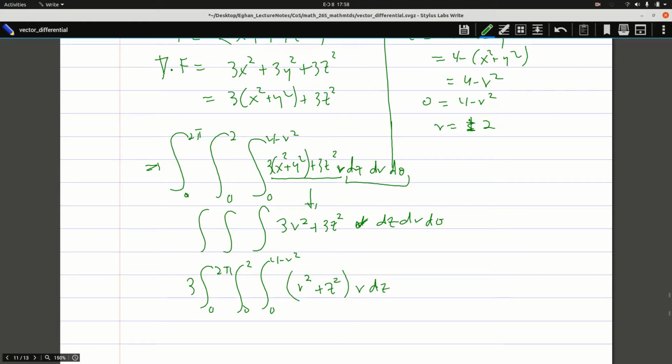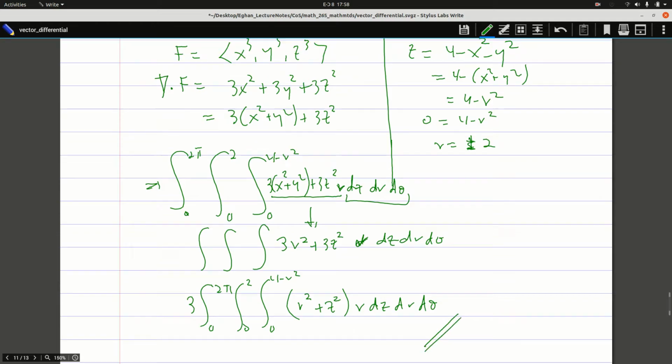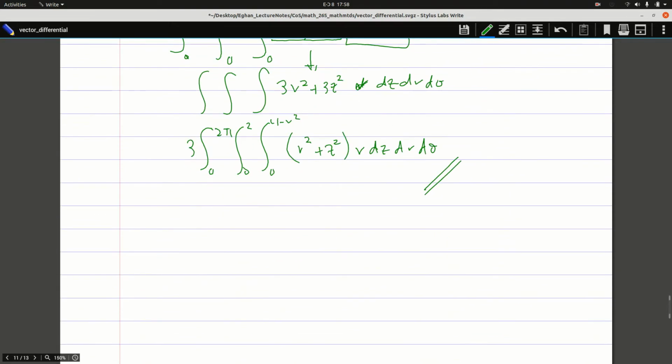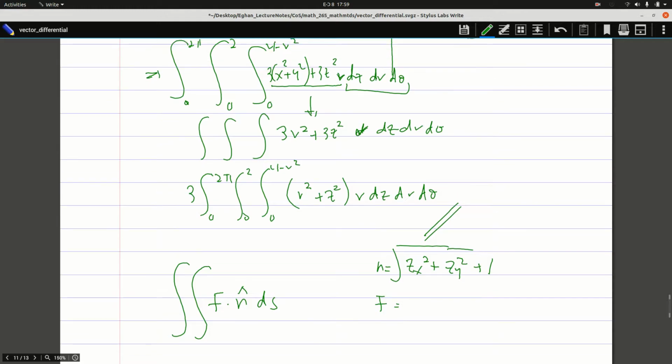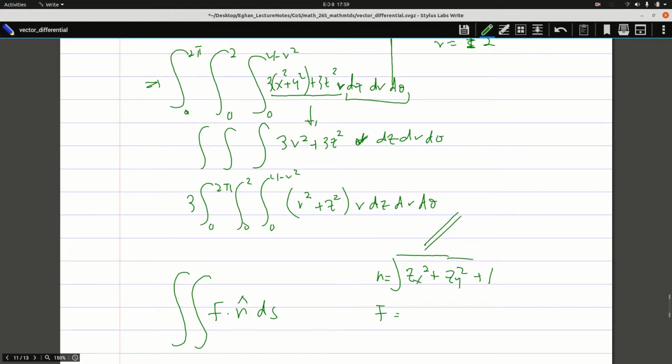Multiplying my r dz dr d theta, I have to just evaluate this simple integral. Instead of finding the surface integral where I need f and then the normal, you know the normal will become the square root of z respect to x all square plus z respect to y all square plus 1. And then my integrand will be a whole lot to do. I hope you've not forgotten your surface integral. So you can go back and see how to solve a surface integral and see the complexity it would be compared to just using your triple integral.